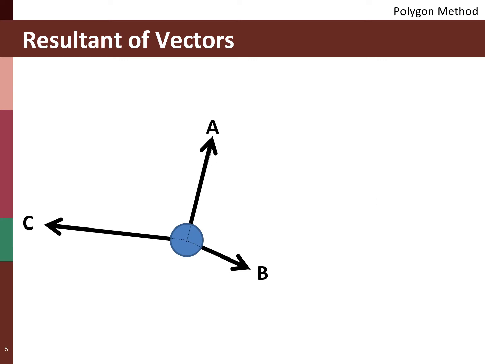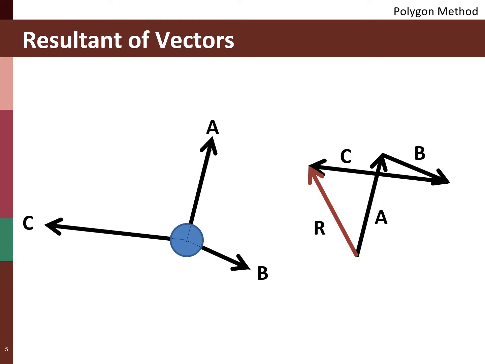If we have three vectors A, B, and C, we connect the tail of B to the tip of A. Then we connect the tail of C to the tip of B. We get the resultant R by connecting the tail of A to the tip of the last vector, which is C.